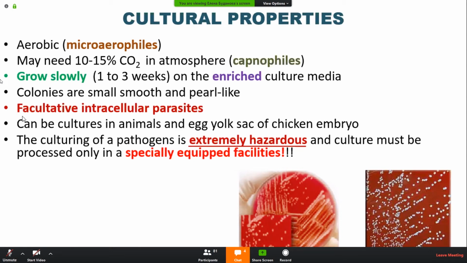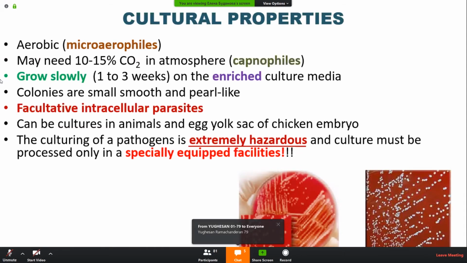Like Francisella, they are facultative intracellular parasites, so they can be cultured in animals, rodents, and in chicken embryo inoculated into egg yolk sac. Scientists, bacteriologists and microbiologists work with these bacteria in specialized laboratories, especially equipped for working with intracellular parasites.